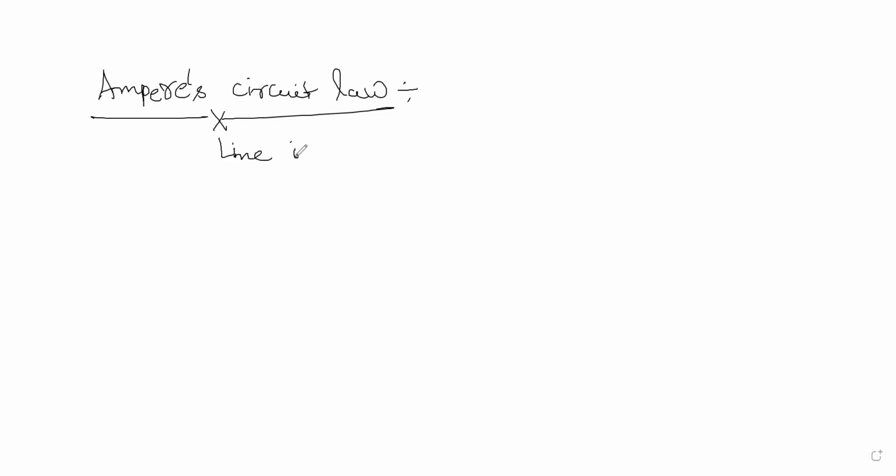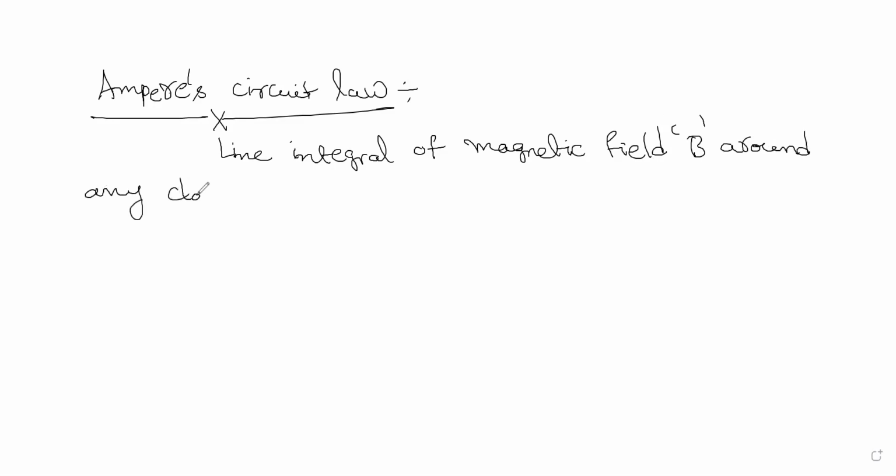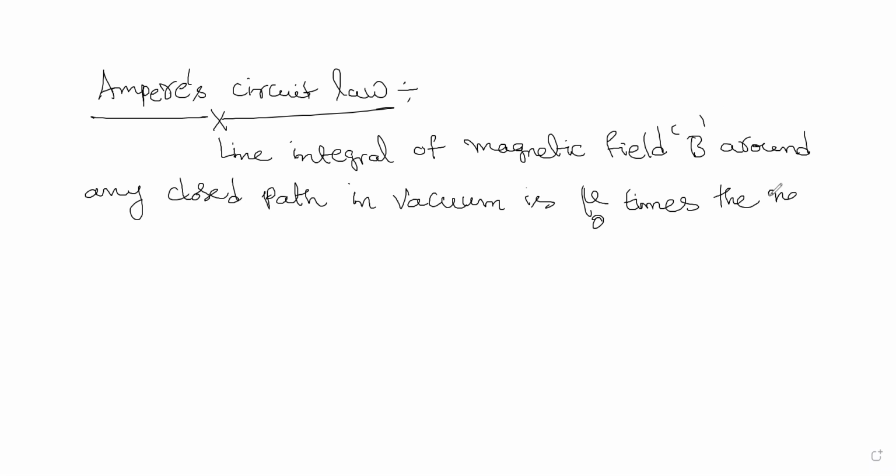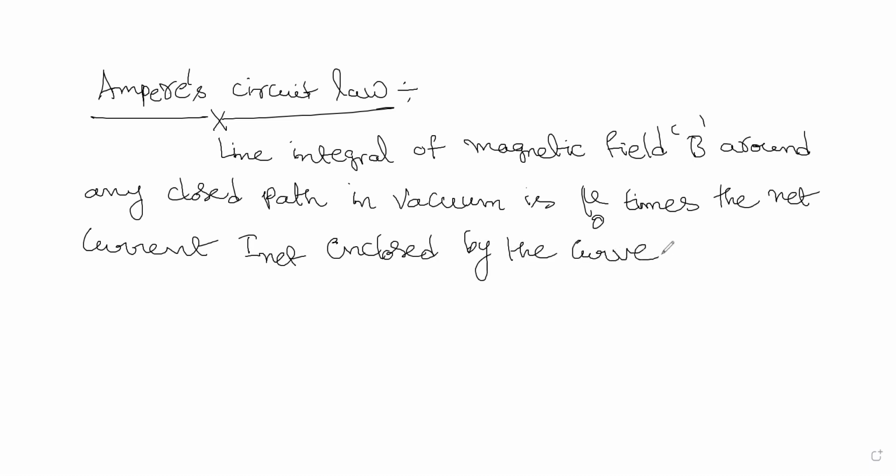Anyway, I'll write the line integral of magnetic field B around any closed path in vacuum is mu naught times the net current, I net, enclosed by the curve.